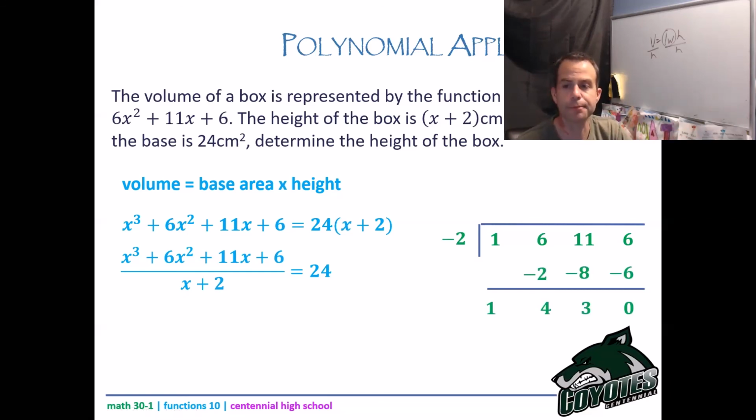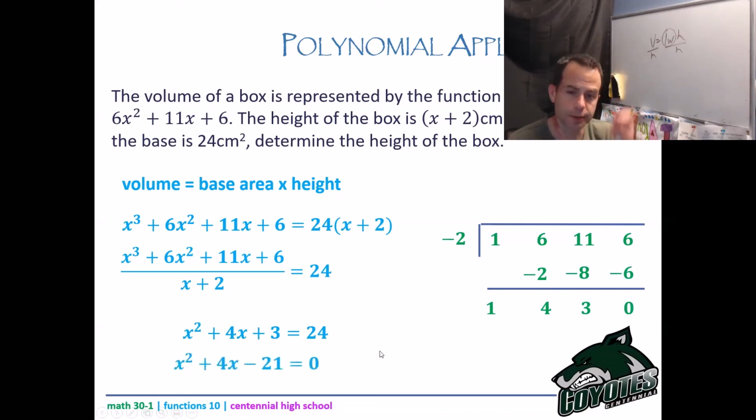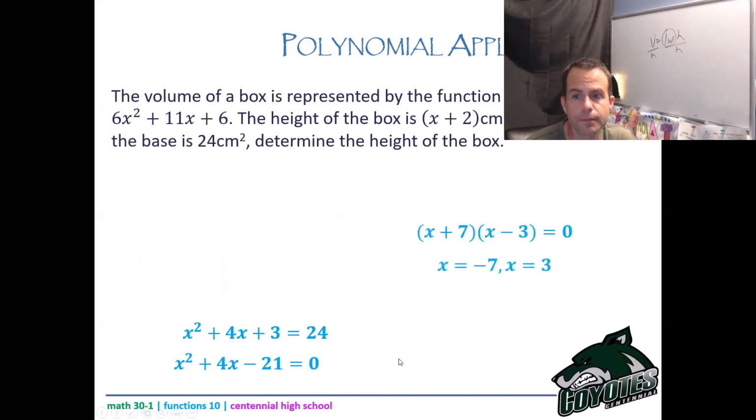So you should end up with x squared plus 4x plus 3. So we end up with x squared plus 4x plus 3 now equals that base area, knowing that the base area is 24. So now I got a cute little quadratic here to solve. Bring my 24 over and factor. Two numbers that multiply together to give me negative 21, add together to give me 4, would be negative 7 and 3. Okay, and then we got to think about the context of the question. Negative 7 doesn't fit, but 3 would.